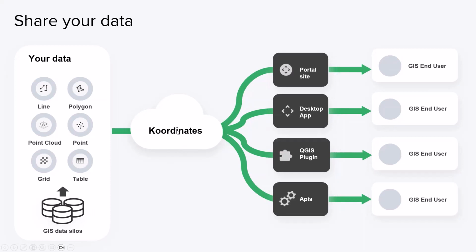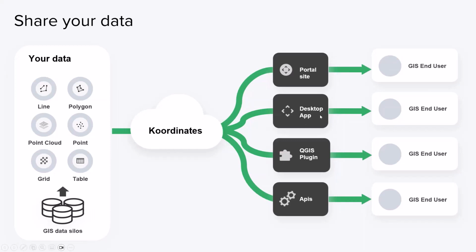So once the data is up on Coordinates, there are a number of different methods of getting to the data. The focus of this particular conversation is you can take out your own Coordinates site, load all your data up to it. It has your own branding, your own URL. It'll essentially look like an extension of your own organization, and your users can subscribe to that site and access the data that you've made available.